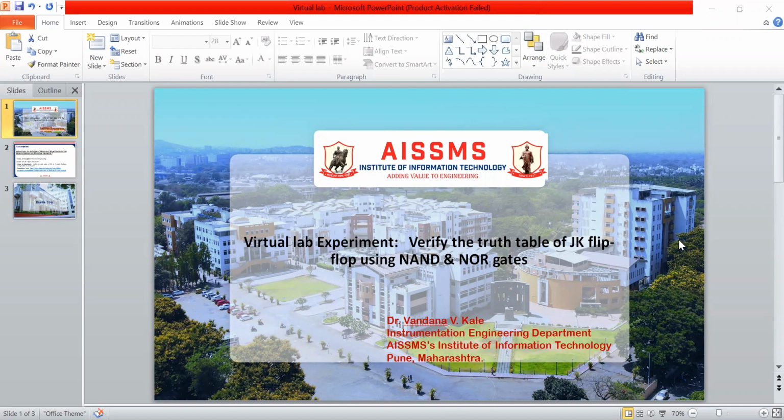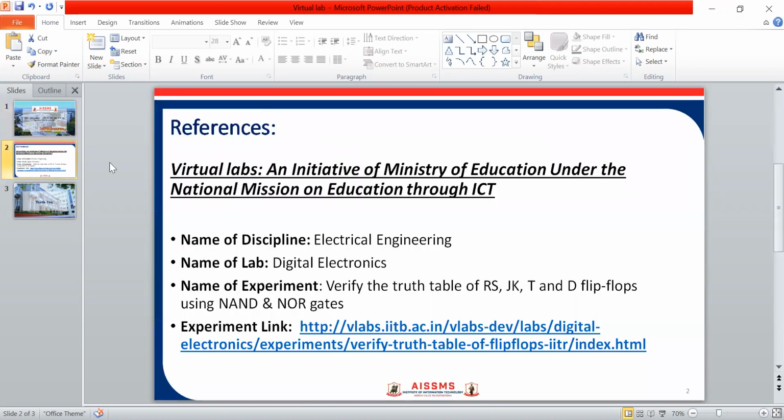In this session, we are going to see virtual lab experiment on verification of the truth table of JK flip-flop using NAND and NOR gates. For this purpose, I am going to use the Digital Electronics Virtual Lab under discipline of Electrical Engineering, and it is developed at IIT Bombay.